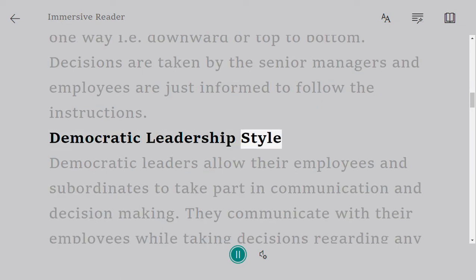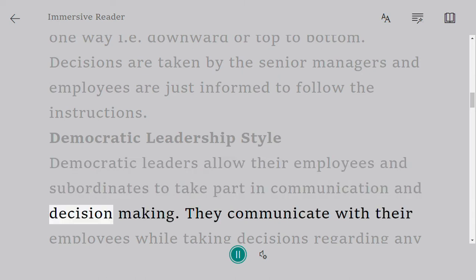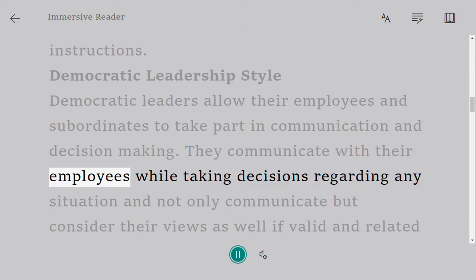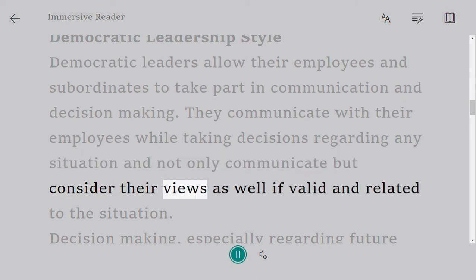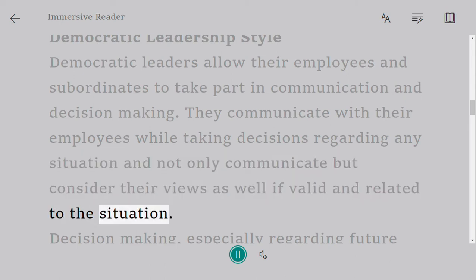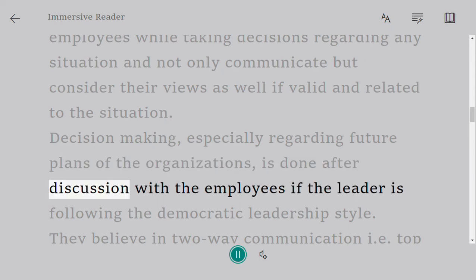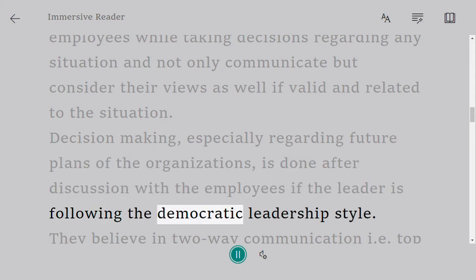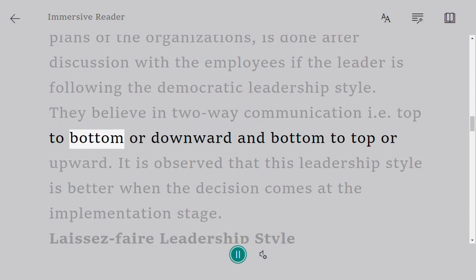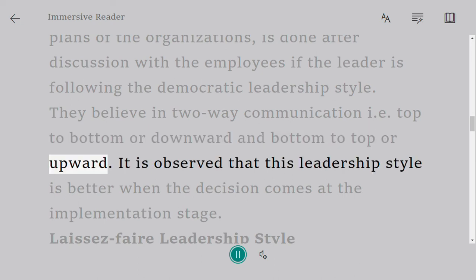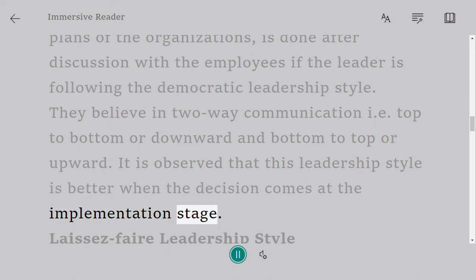Democratic leadership style. Democratic leaders allow their employees and subordinates to take part in communication and decision-making. They communicate with their employees while taking decisions regarding any situation, and not only communicate, but consider their views as well if valid and related to the situation. Decision-making, especially regarding future plans of the organizations, is done after discussion with the employees if the leader is following the democratic leadership style. They believe in two-way communication, i.e. top to bottom or downward and bottom to top or upward. It is observed that this leadership style is better when the decision comes at the implementation stage.